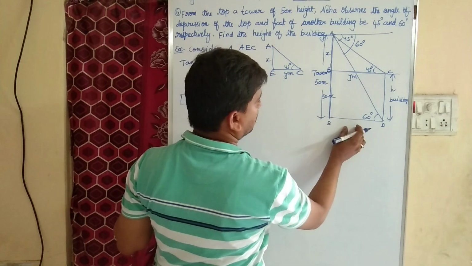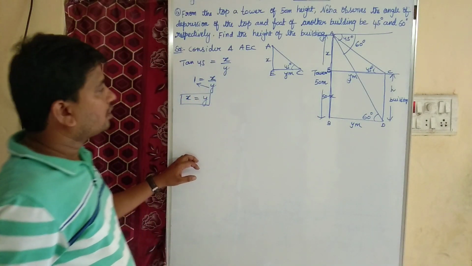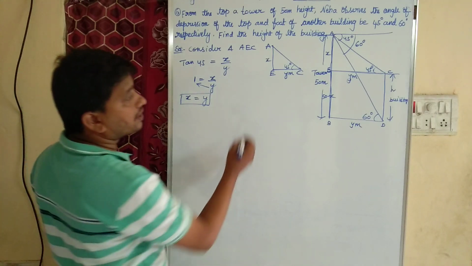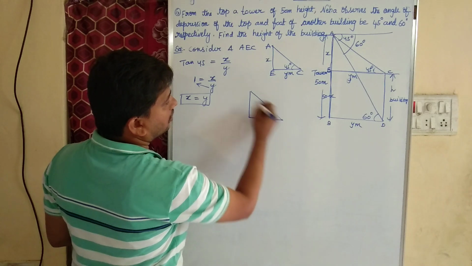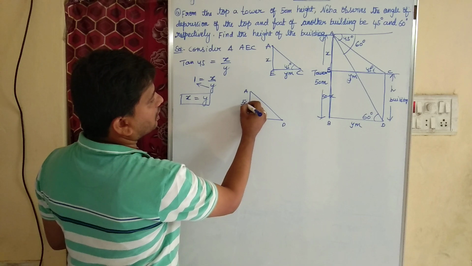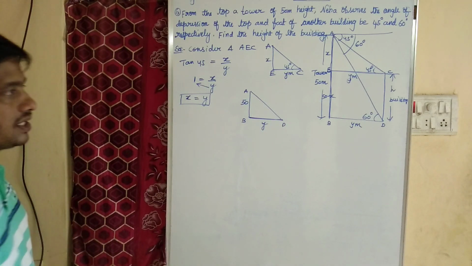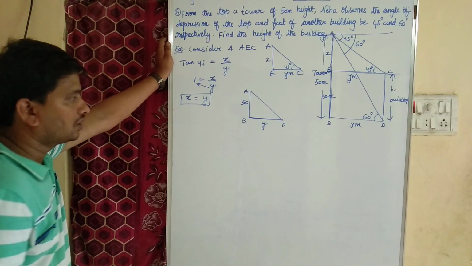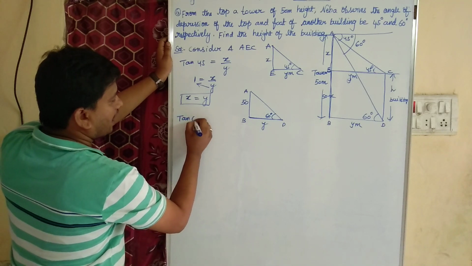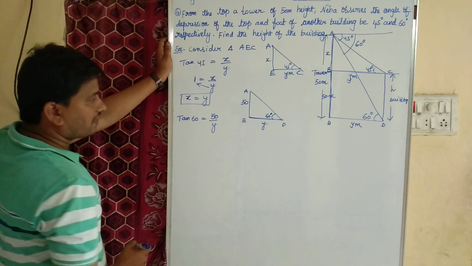Now what will we do? This is y, which means this is also y. Nothing but we got x equal to y. Now let us consider triangle ABD, as the length of AB is 50 meters, and BD is y meters. Okay, children, the angle of elevation is 60 degrees. So let us apply the tan ratio. Tan 60 equals opposite, which is 50, over adjacent, which is y.